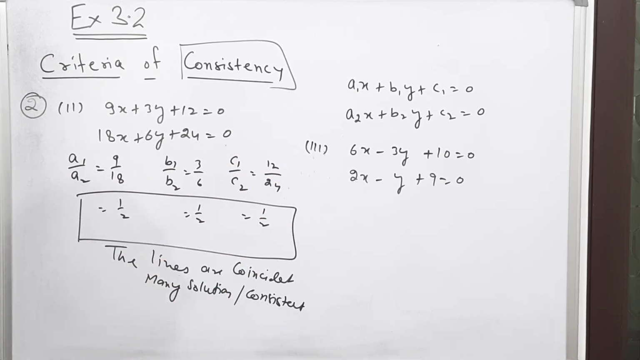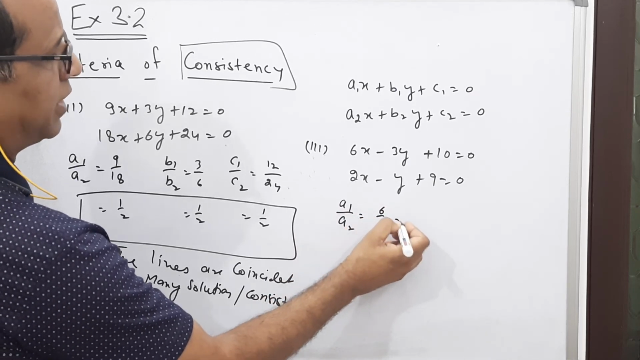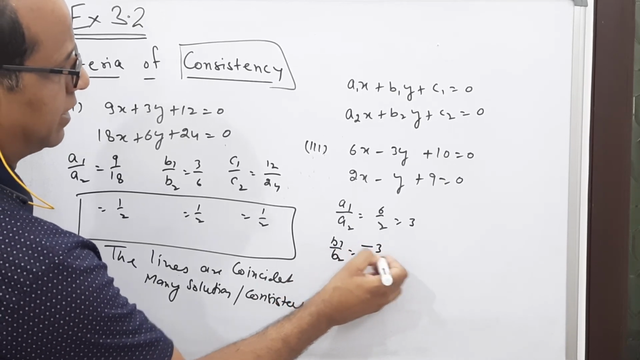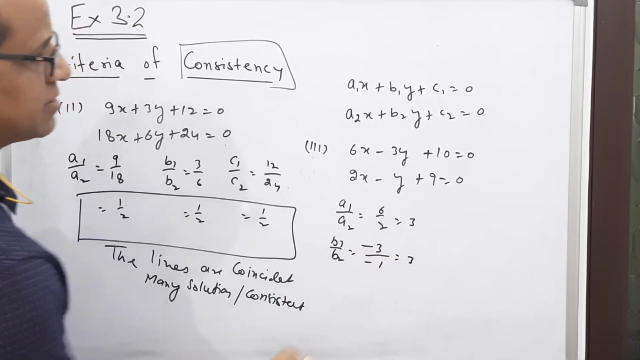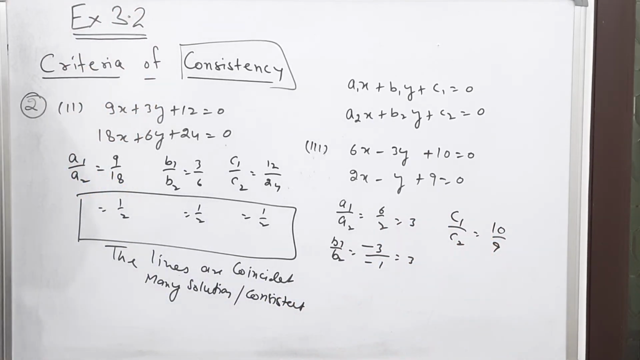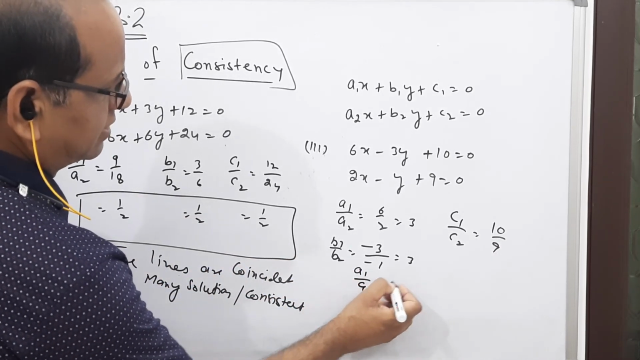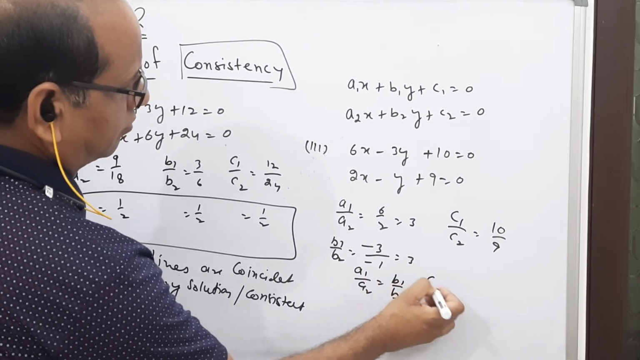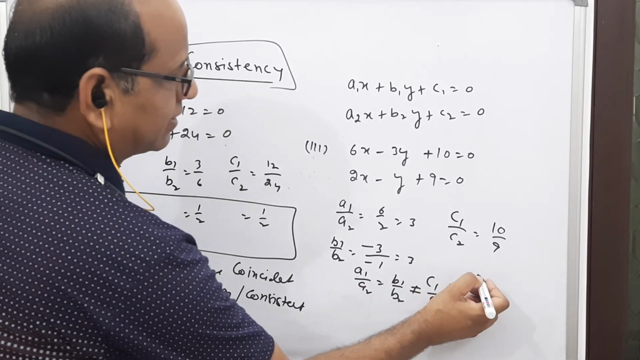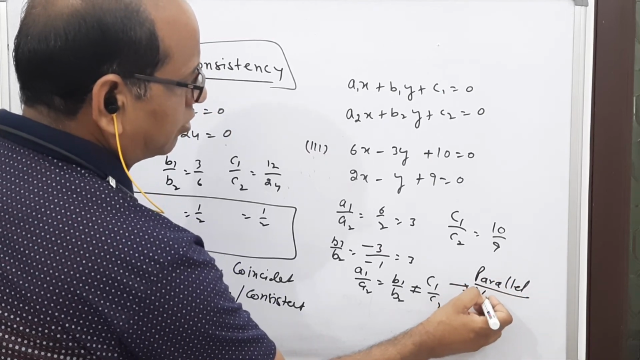You see one more sum here. What do you find here? A1 upon A2, come on. It is 6 by 2, that is 3. What is B1 upon B2? It is minus 3 by minus 1, again it is 3. And what is C1 upon C2? It is 10 upon 9. Now look at this problem. What you find is A1 upon A2 is equal to B1 upon B2, not equal to C1 upon C2. So what do we say for this? We say that the lines are parallel, or we say no solution.